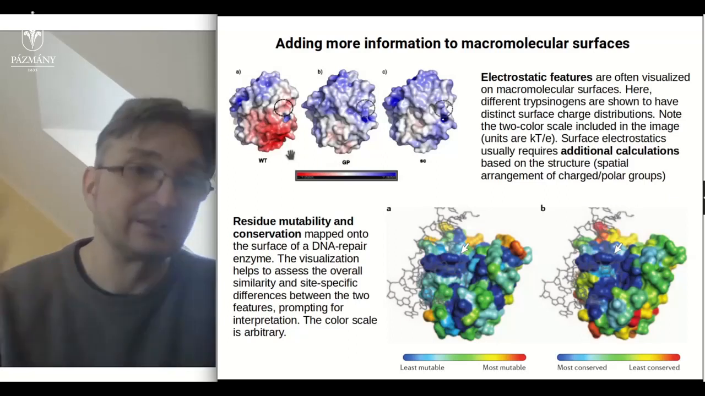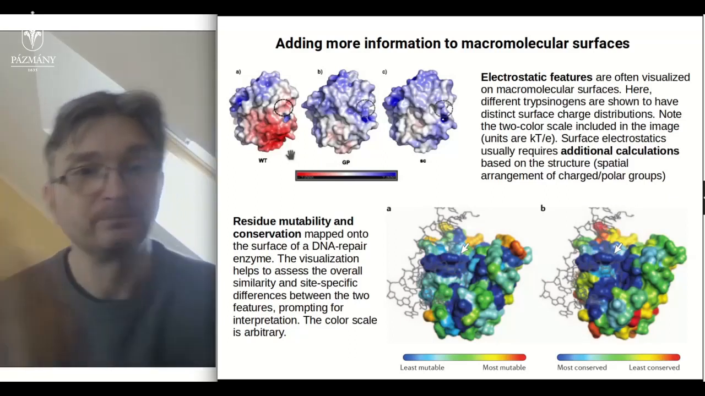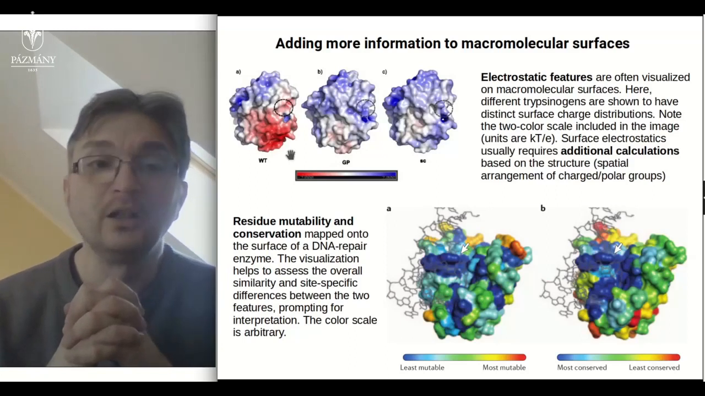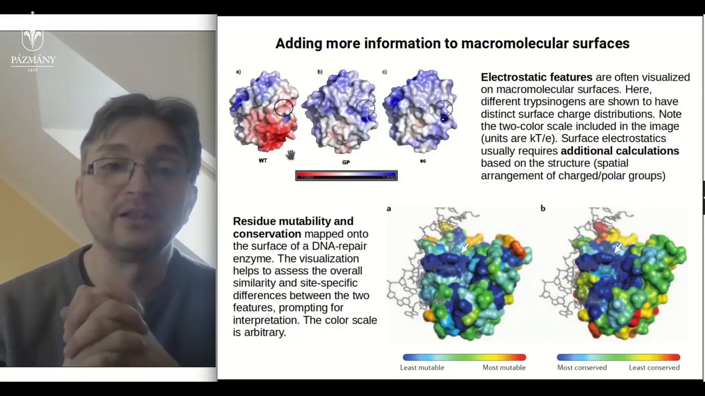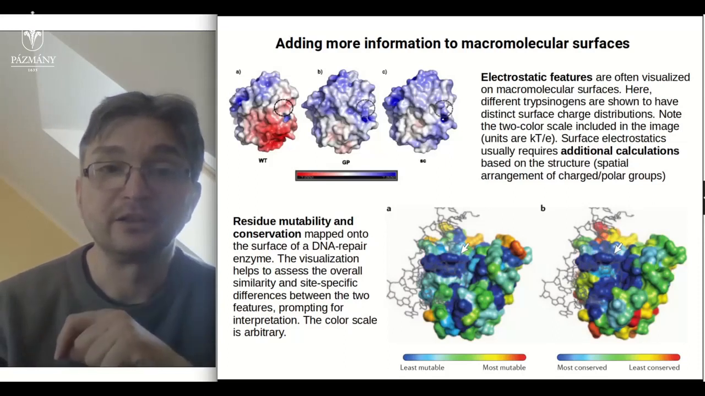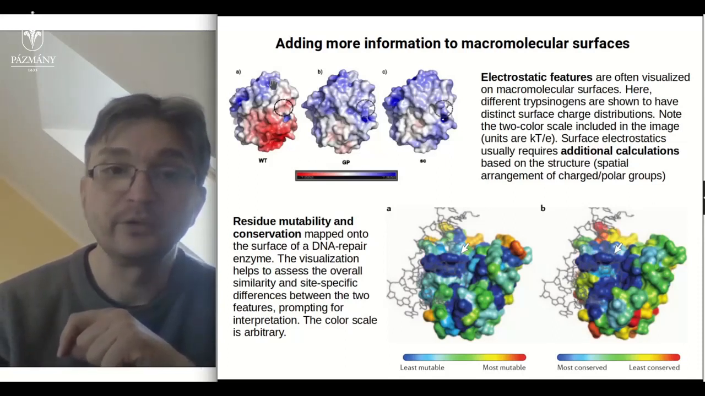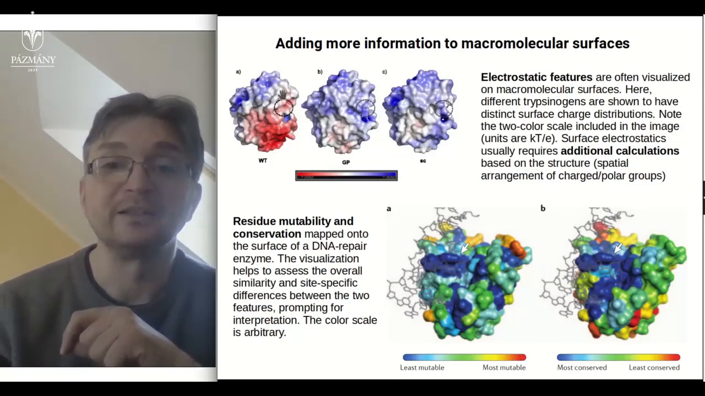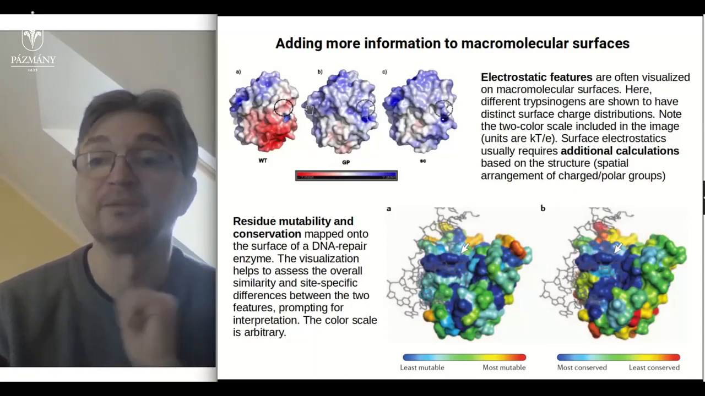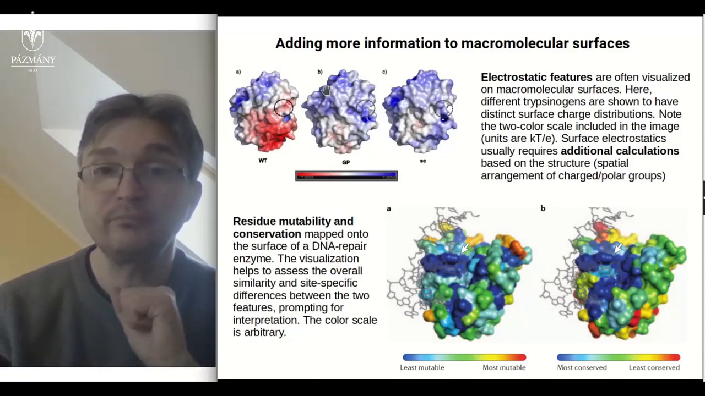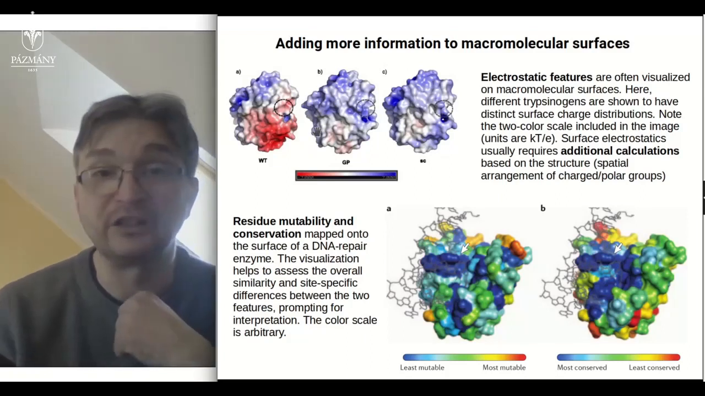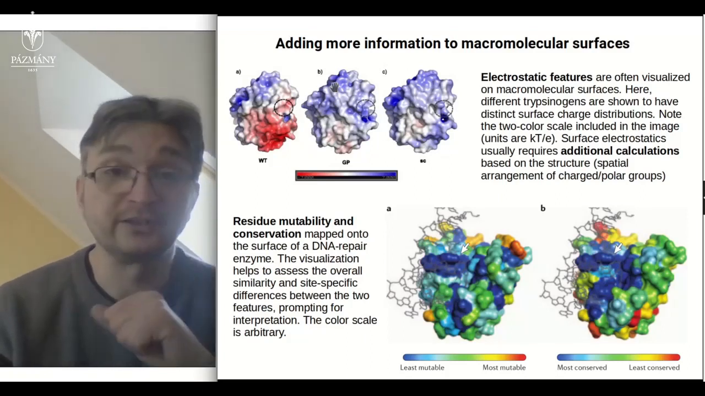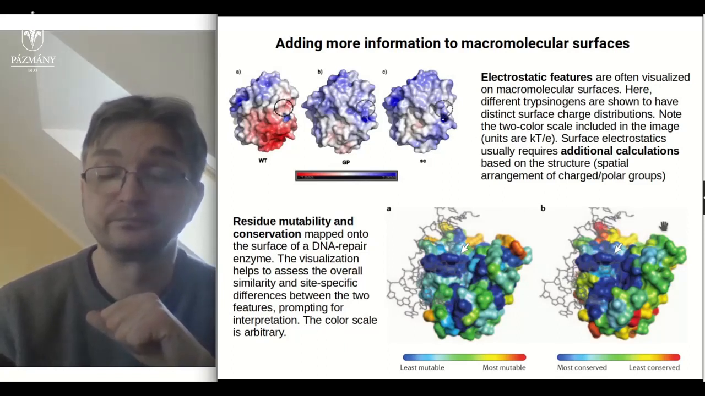Okay, so the electrostatic units, I won't go into details here, but what are you actually depicting? What is the scale that you are showing here? And here you can see the differences between these proteins or protein variants where the mutation causes spectacular changes in surface charge distribution.